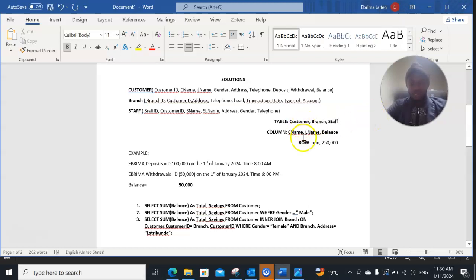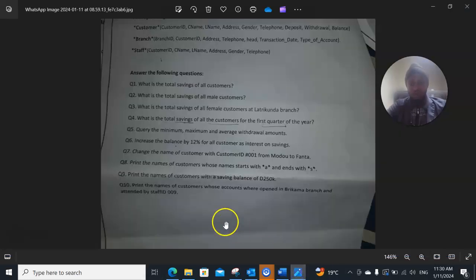And look at the customer table, we need the CNAME and the last name. Under the branch table, we need the address, because this address is what equals to Brikama. We need the address on the branch. Out of the staff table, we need what? Staff ID. Can you see? We need staff ID because of what? This is staff ID 001.